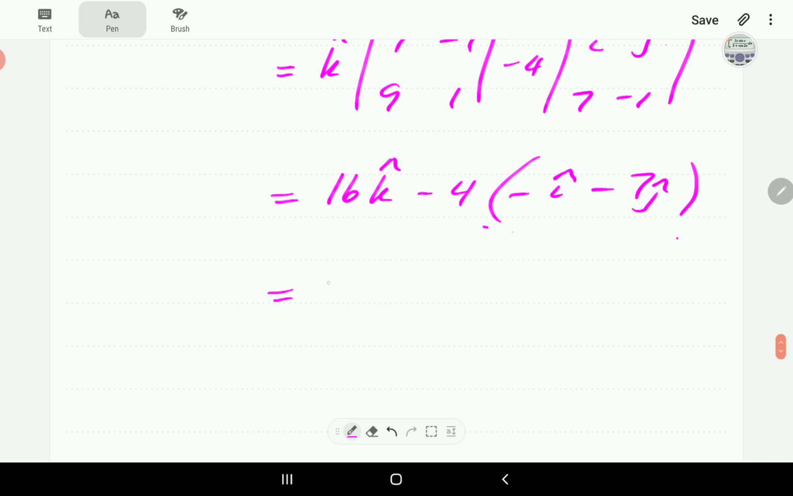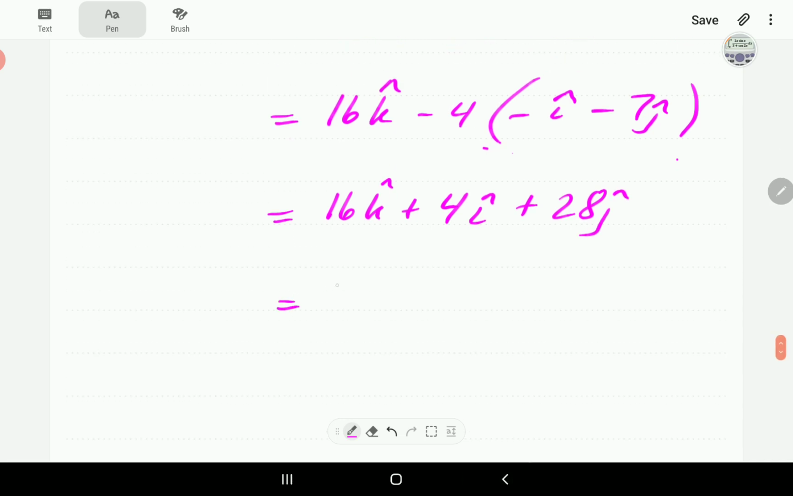Okay, so this is going to be 16k plus 4i plus 28j. If you like, we can write this: the x component is 4, the y component is 28, the z component is 16. Although of course we can leave it in that form, it's completely acceptable.